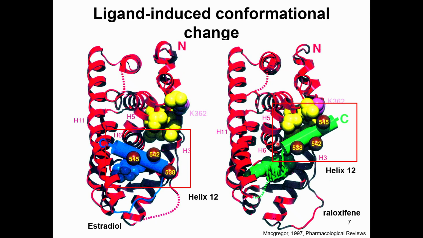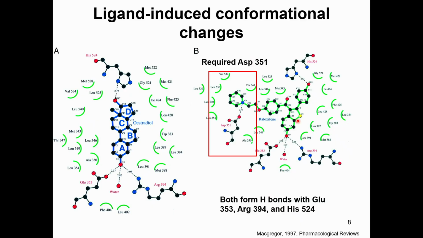But when you add the drug raloxifene, you can see that the position of some of these helices within the receptor change, and the overall structure of the estrogen receptor is a little bit different when it binds raloxifene as opposed to when it binds estrogen. And in this case, it's a configuration that prevents that receptor from functioning. So raloxifene acts as an antagonist. Here it is shown in a slightly different way.